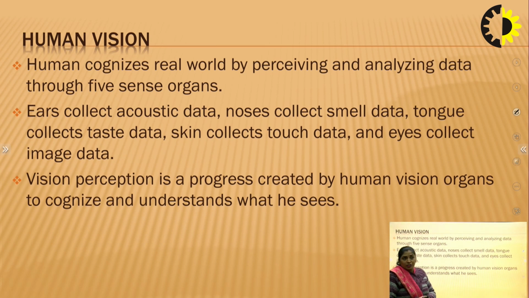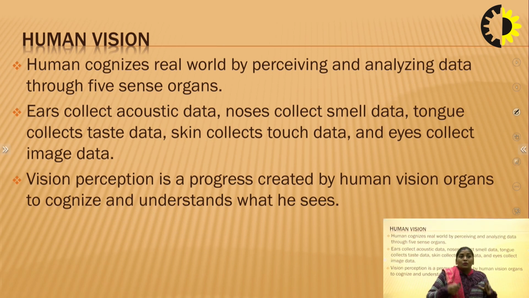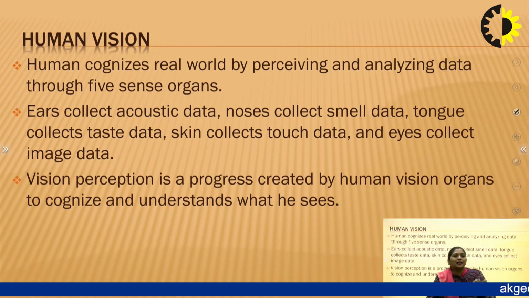So basically, what is human vision? Human vision cognizes the real world by perceiving and analyzing data through 5 sense organs. We have 5 sense organs which are used to collect the data. For example, we use the nose to smell, the tongue to taste, skin collects touch data, and eyes collect image data. Visual perception is a process created by human vision organs to cognize and understand what one sees. Basically, it is a process of analyzing what kind of data it is.